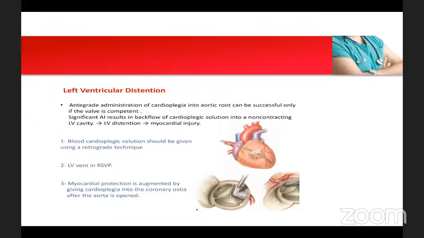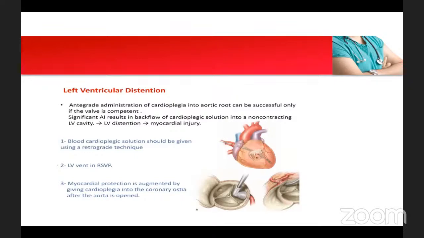A few points here are worth mentioning while administering cardioplegia. One of these issues is LV distension, which we need to avoid. To have a successful arrest with antegrade administration of cardioplegia into the aortic root, we have to have a competent aortic valve. In case of an incompetent aortic valve, a significant AI results in backflow of cardioplegia solution into the non-contracting LV cavity, resulting in LV distension and myocardial injury.